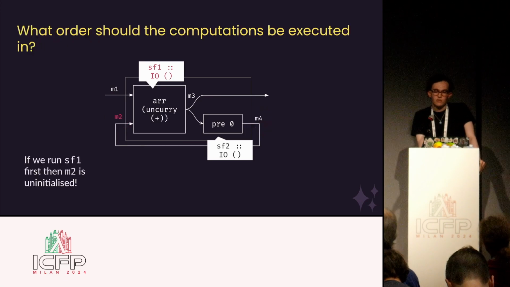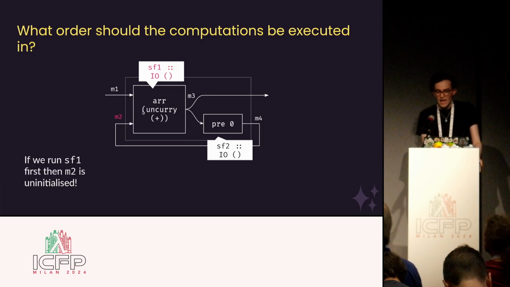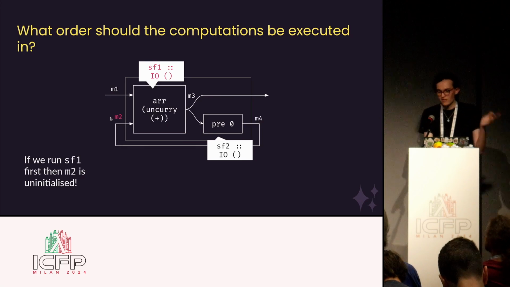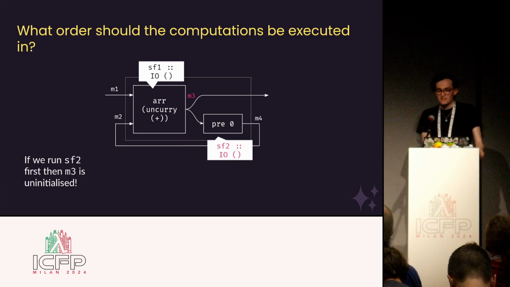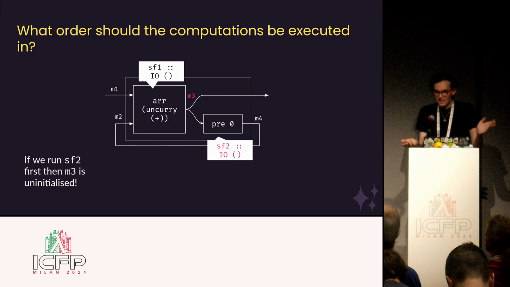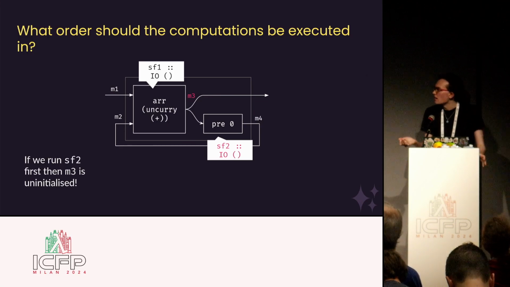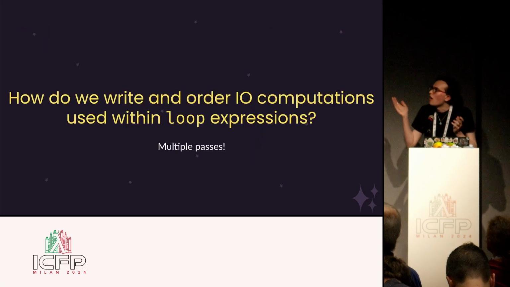The real issue lies with what order these computations should be executed in. If I say, OK, let's run SF1 first, like we said, M2 is now uninitialized. We don't have its value. If we were to run it at later time steps, we would have the wrong value. Similarly, if we run SF2 first, then M3 is now uninitialized. So we're stuck again. This method has an inherent problem with loops and cycles that means we need to rethink this. And that's what our paper's about.